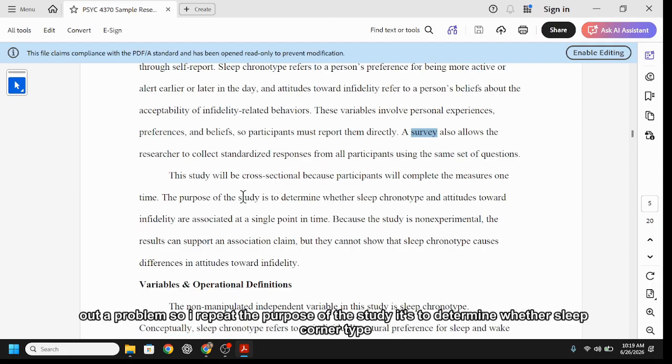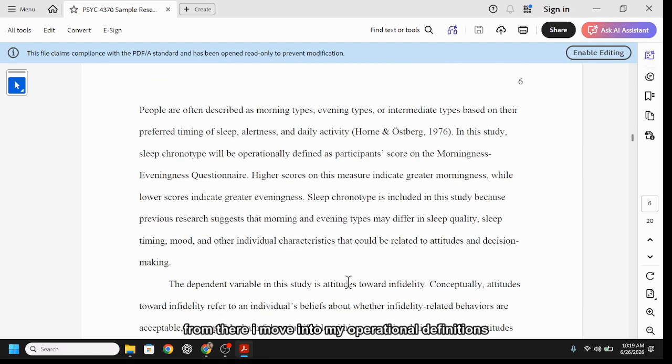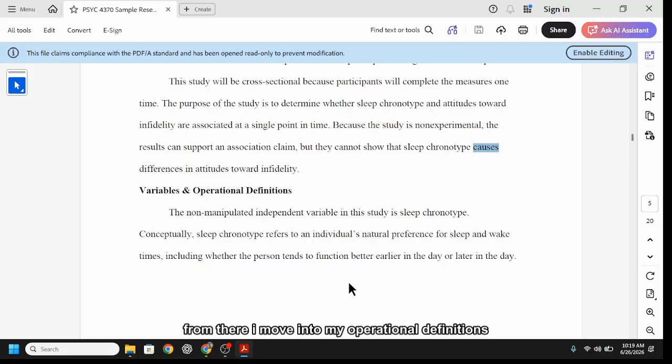So I repeat the purpose of the study. It's to determine whether sleep chronotype and attitudes towards infidelity are associated at one point in time, not over time. And I'm going to emphasize that this is non-experimental. I can come up with an association, but I cannot show causality. From there, I move into my operational definitions.